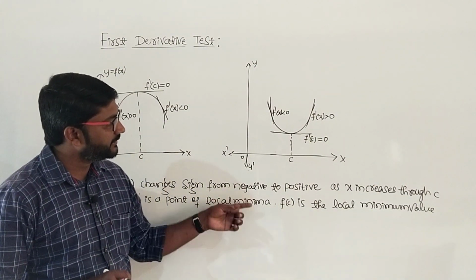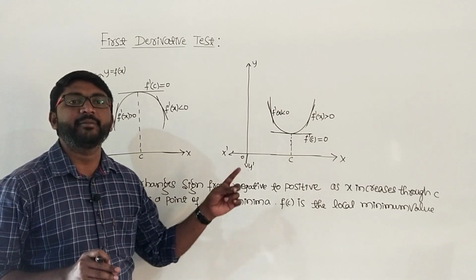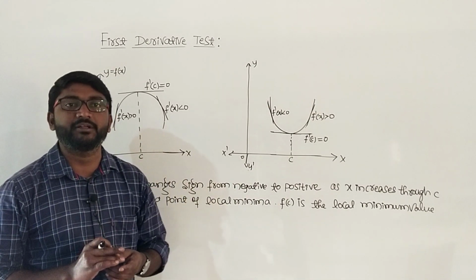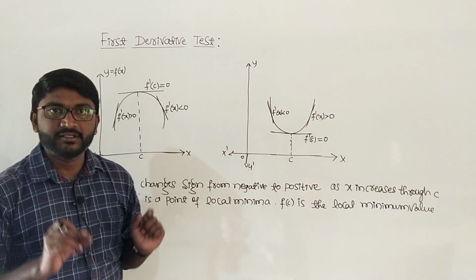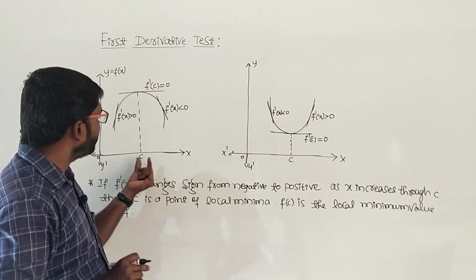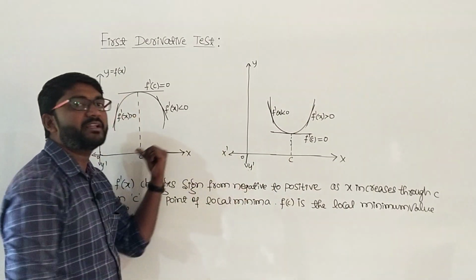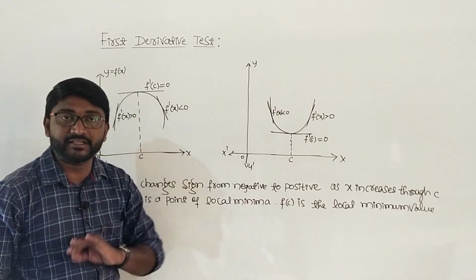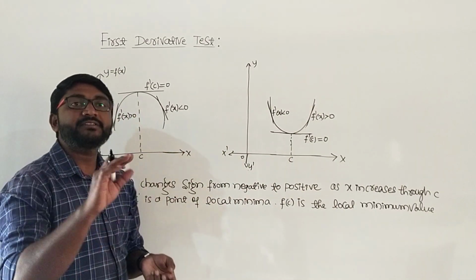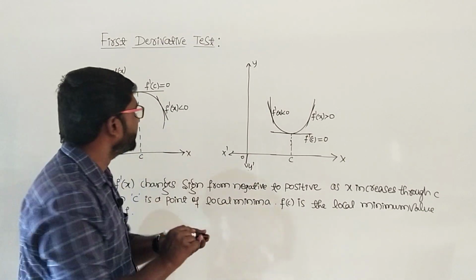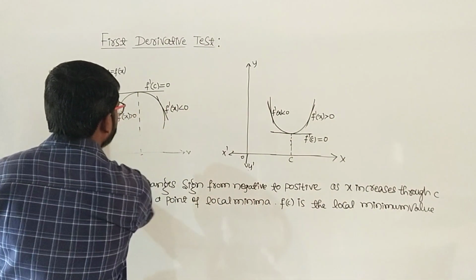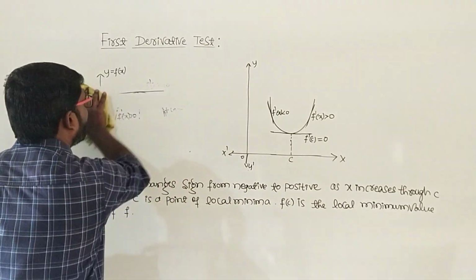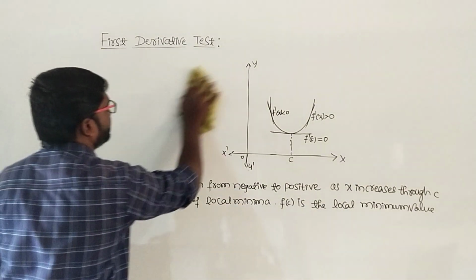So these are the two points of the first derivative test, and the last point is going to be what happens if f dash of x does not change sign. In both cases, you see that at this point c, from left to right, the sign of f dash of x does not change. So what happens if the sign of f dash of x does not change? That is going to be our third point. That point is going to be a point of inflection.